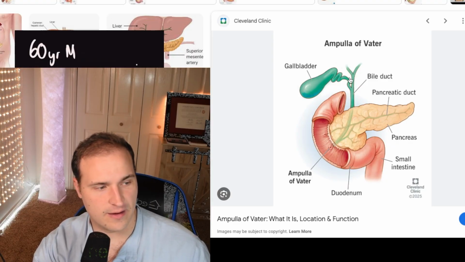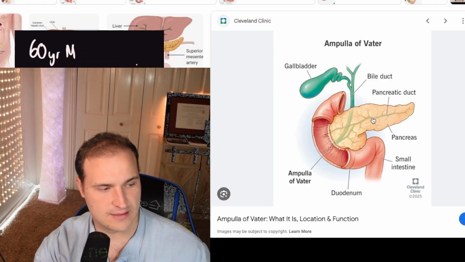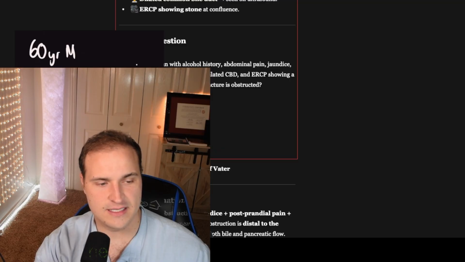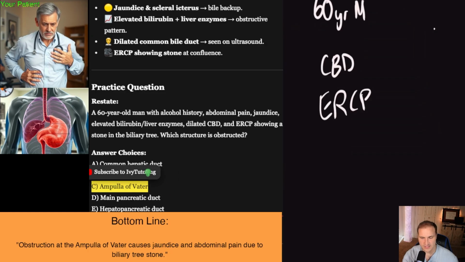We've got a gallbladder here. We've got the bile duct and the pancreatic duct. There's the pancreas. And there, right there, is the ampulla of Vater, right there in our duodenum. And the structure is indeed going to be C. That's our correct answer. The correct answer is going to be C. And that's where the common bile duct and the main pancreatic duct are going to merge before they drain into the duodenum.